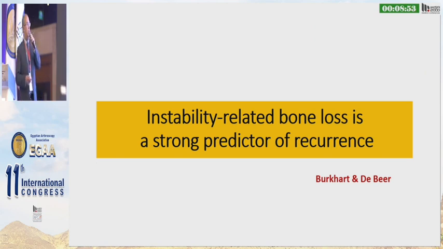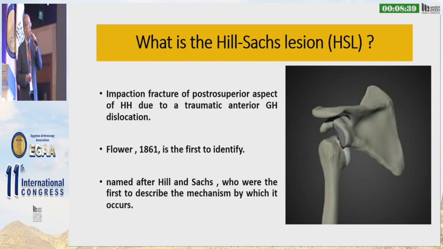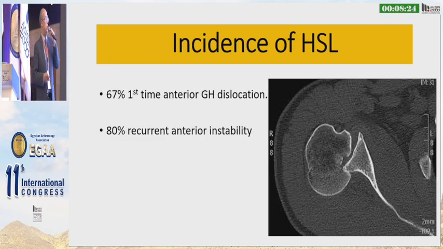The instability-related bone loss is a strong predictor for recurrence and is a major risk factor for failure of the arthroscopic Bankart repair. So what is the Hill-Sachs lesion? It is an impaction fracture of the posterior superior aspect of the humeral head due to a traumatic anterior glenohumeral dislocation, first described by Flower, but it had been named after Hill and Sachs, who are radiologists who were the first to describe the mechanism by which it occurs.